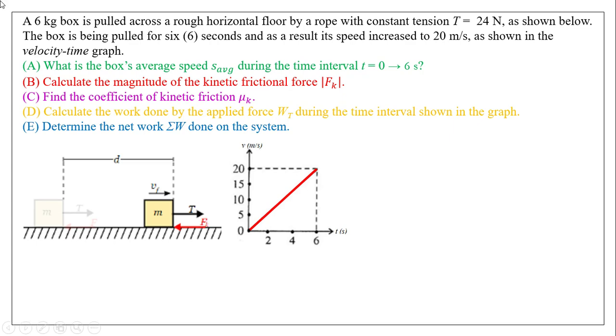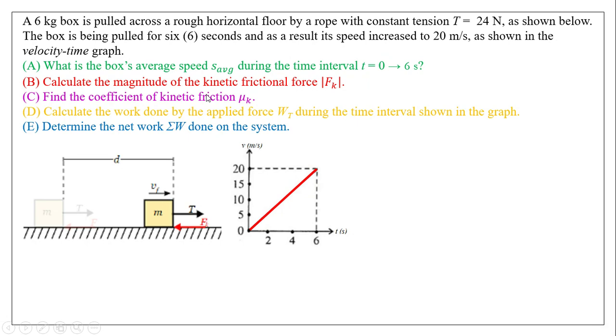Alright, so here we have a diagram of a box of mass 6 kg being pulled. As shown in the diagram, there is an opposing force F_k acting against it, pointing leftward. Other than that, let's go ahead and crack it up: A, B, C, D, and E.